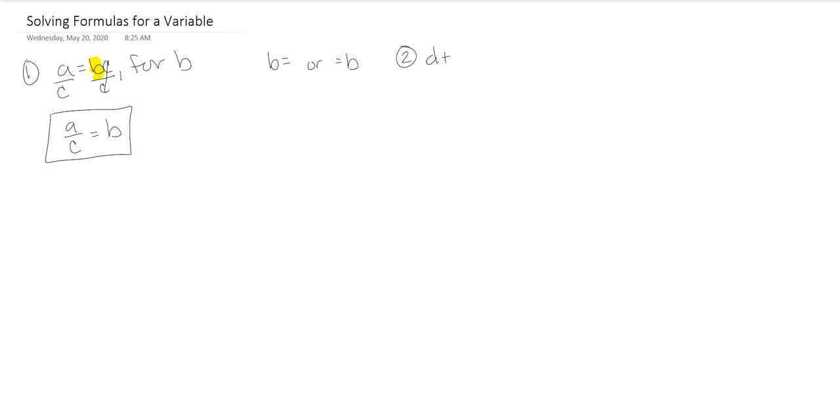we're going to have D plus 3N equals 1. And we're going to solve for N, which again means we need to say N equals, or equals N. So we're going to focus on N. We need to get everything away from it. So let's move that D first. It's being added, so we're going to subtract D from both sides. That gets rid of that D. 3N is equal to 1 minus D.